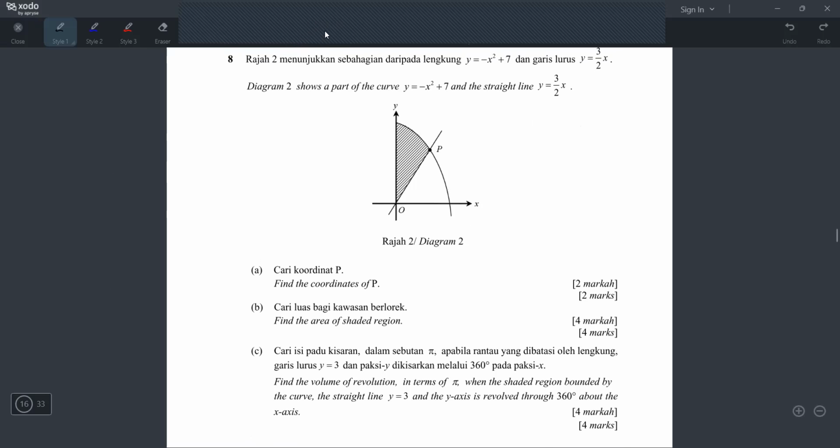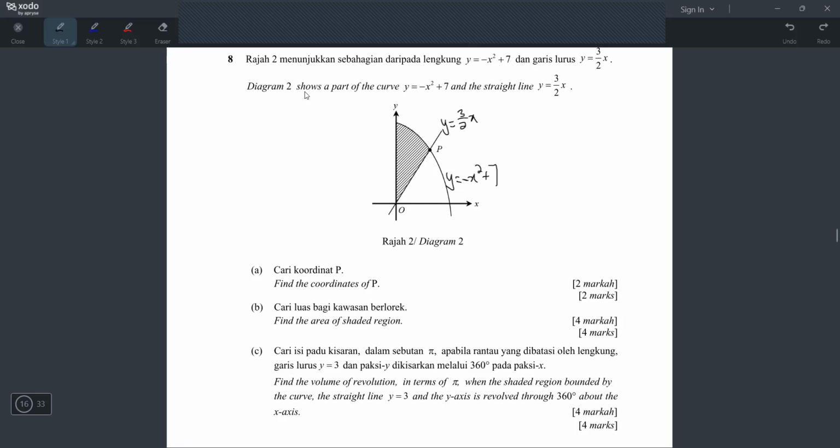Let's go. Diagram 2 shows part of the curve y equals negative x squared plus 7. So let's go to the curve and just label it beside: negative x squared plus 7. Right? And then the straight line equation is also given: y equals 3 over 2 x. If I am you, I will not do A, B, C straight away. I won't do that. Even for my own students, I also say don't do that. You should always find out all the important points first.